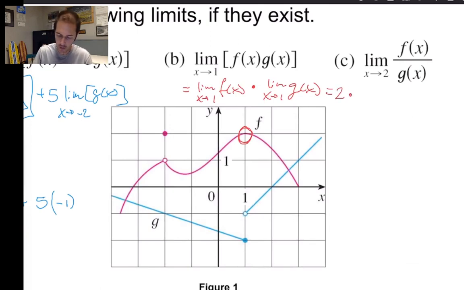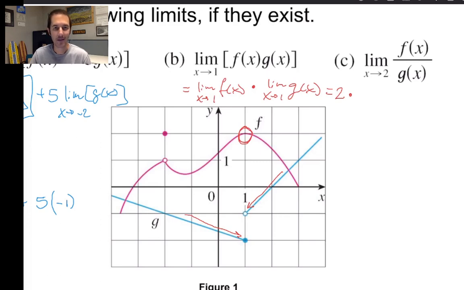function. On g, as we come in from the right, it looks like we're approaching a point with an x-coordinate of positive 1 and a y-coordinate of negative 1. On the g function, as we come in from the left, it looks like we're approaching a point with an x-coordinate of positive 1, but a y-coordinate of negative 2.